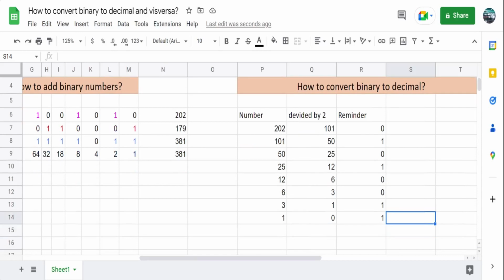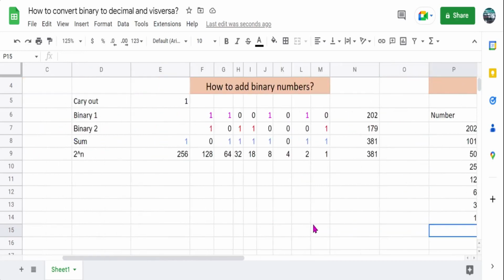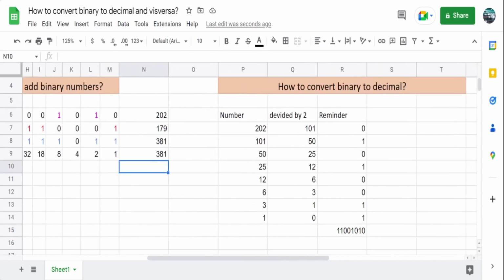Then what I am going to do is order the remainder column starting from the last row as 1, 1, 0, 0, 1, 0, 1, 0. Let us check it. 202 means 1, 1, 0, 0, 1, 0, 1, 0. From the first table, 1, 1, 0, 0, 1, 0, 1, 0. So the conversion is perfect. The next video shows on rough paper the binary addition, subtraction, and conversion of binary to decimal and vice versa.